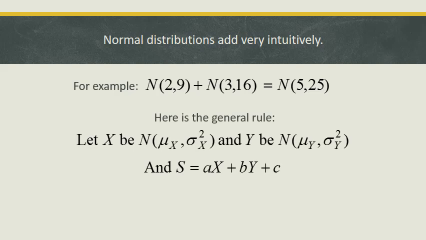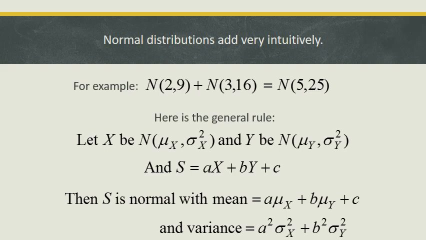We can take this one step further. Let's define S as a linear combination of x and y, where x and y have a normal distribution with their own mean and variance, and a, b, and c are constants. Then the distribution of S will be normal with this mean and variance. And this is just like the formula that we learned a couple of weeks ago. Notice that if A and B are both 1 and C is equal to 0, then we have the regular sum of two normal distributions like we had at the beginning of this slide that you see above.